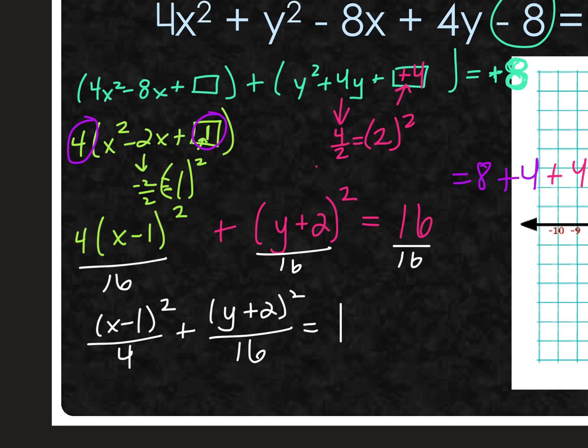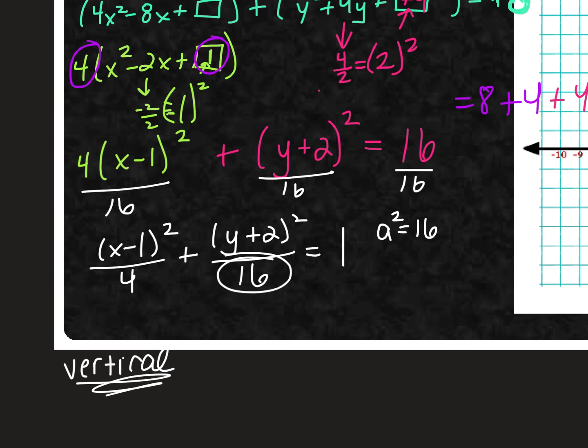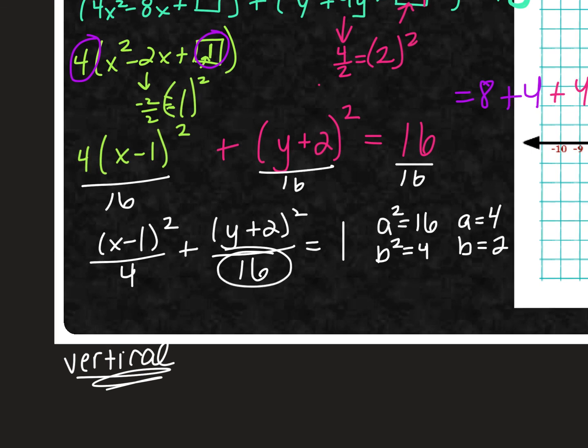Is this a vertical ellipse or a horizontal one? Why? It's a vertical ellipse because the denominator here with the y is bigger. So what is my a value? Remember, a goes with the bigger one, so a squared is 16. What's a equal? 4. My b squared is 4, so what does b equal? 2. Good.